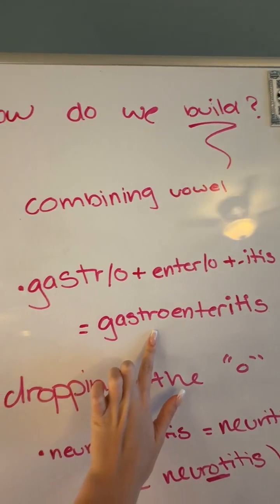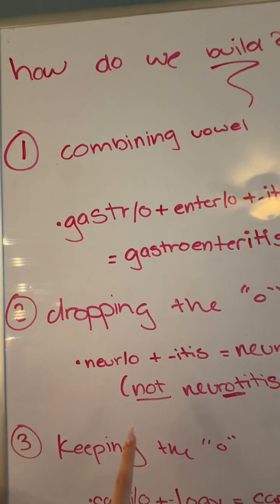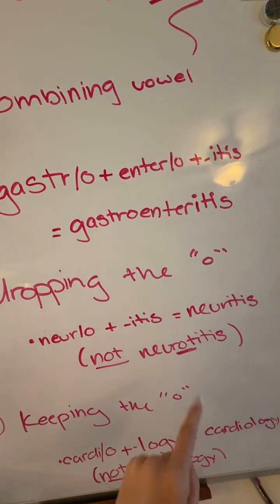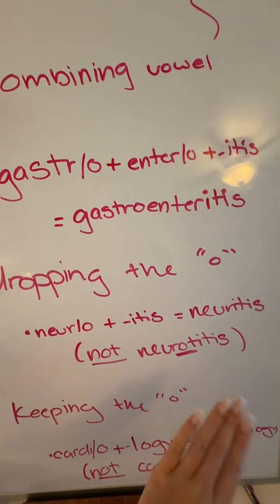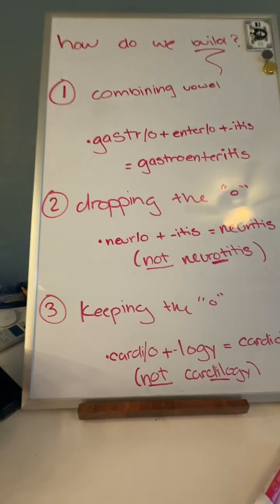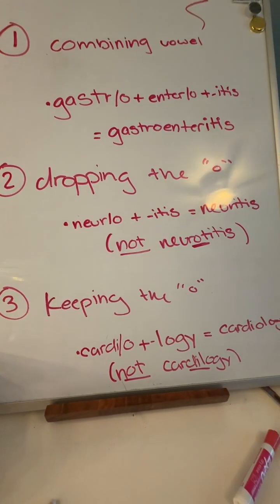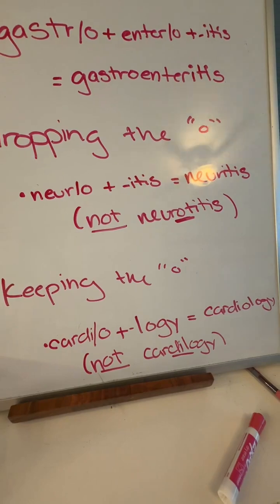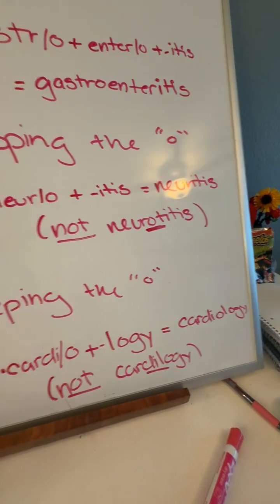That will bring us on over to our second rule, which is dropping the O. We drop the O when the suffix starts with a vowel, such as neuro plus itis is neuritis, not neurotitis. That doesn't make sense. So we drop the O when the suffix starts with a vowel. On the other hand, we keep the O when the suffix starts with a consonant, such as cardio plus logy, which is cardiology.